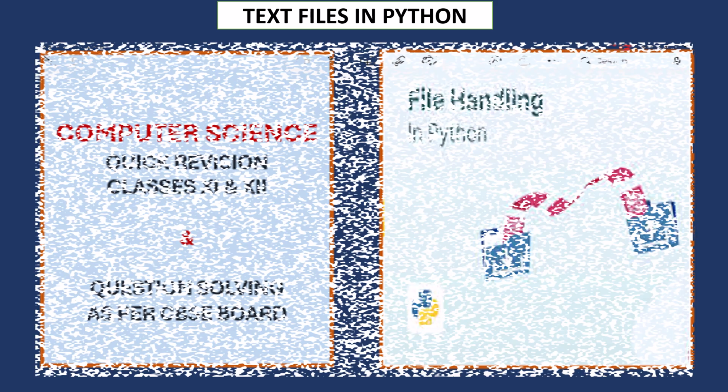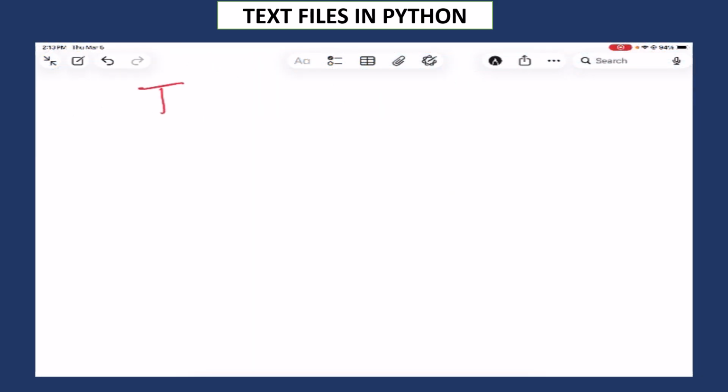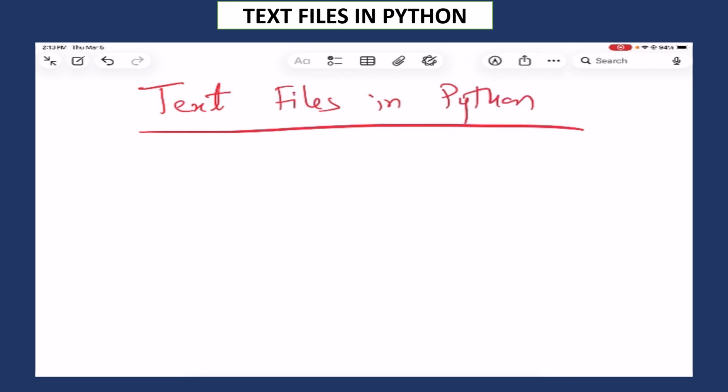Okay, so now I start with text files in Python. In my previous session we saw why we need files, what the different types of files are that we can use in Python. We did discuss text files and binary files, and now I take up text files.